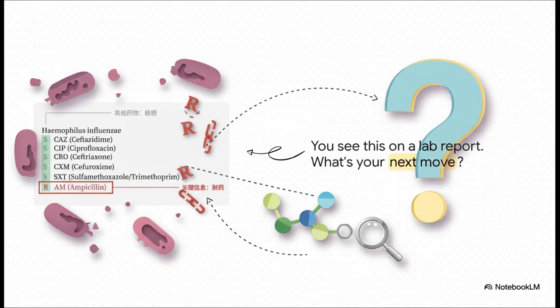So picture this. A lab report lands on your desk. You're scanning down the page, and there it is, Haemophilus influenzae, with a big, bold R right next to ampicillin. Your first instinct, your reflex, is to switch to amoxicillin-clavulanate, right? I mean, that makes sense. But what if that's the wrong move? See, that one R isn't the answer. It's just the start of our investigation.